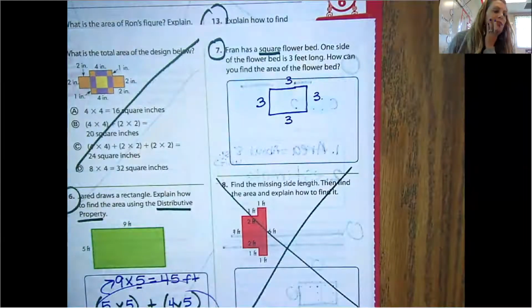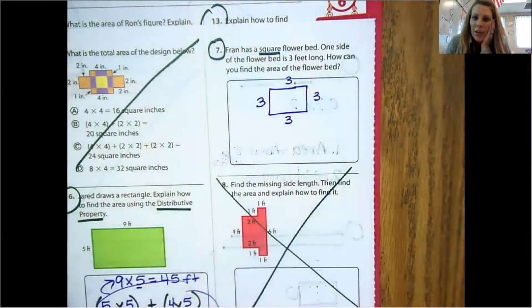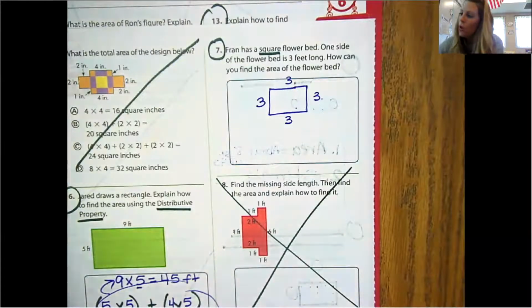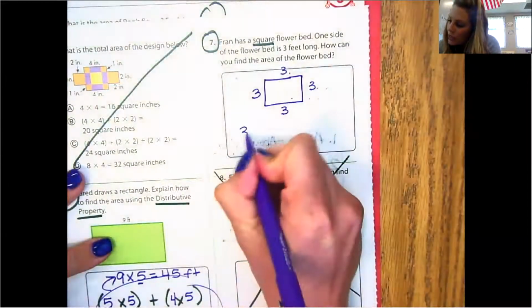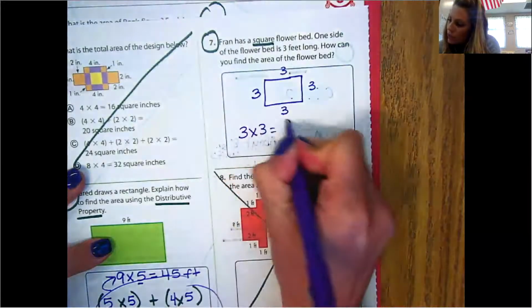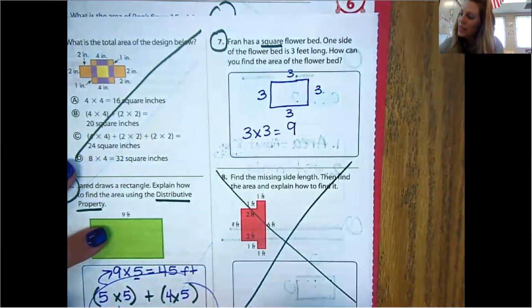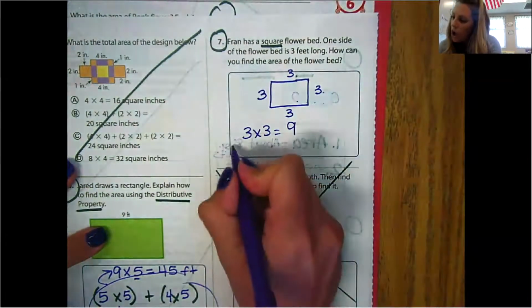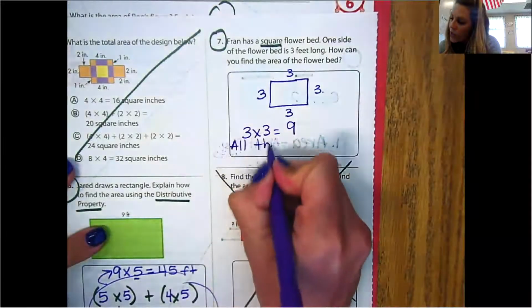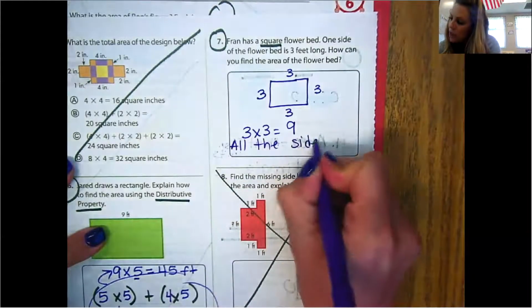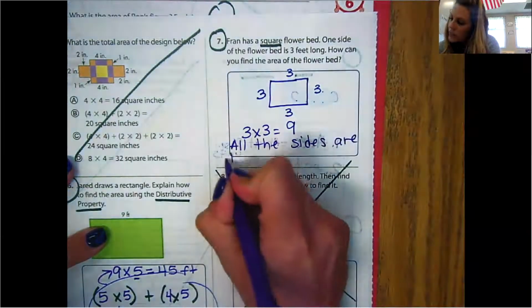So what would the area be? How can you find the area of a flower bed? Well, 3 times 3 equals 9. And how did you know that? Because all the sides are the same on a square.